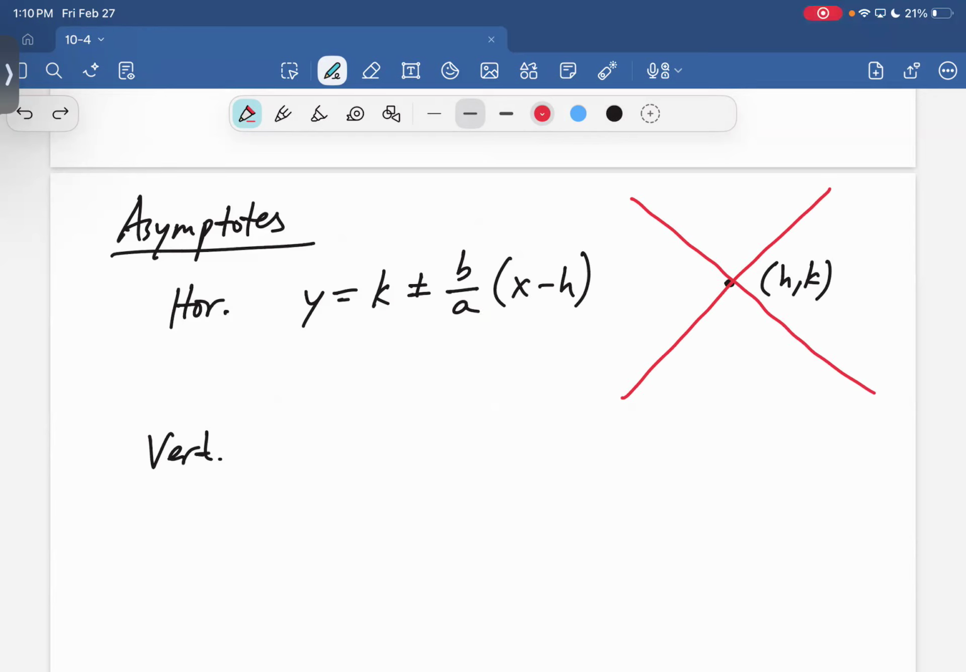And this plus or minus b over a will correspond to the slope of the equations because it's being multiplied by the x, right? For the vertical one, it's very similar. It's just that the a and b are going to be switched. So we'll have y equals k plus or minus a over b times x minus h. Okay. So really the thing that matters most is what kind of slope you have being multiplied by the x. Questions?